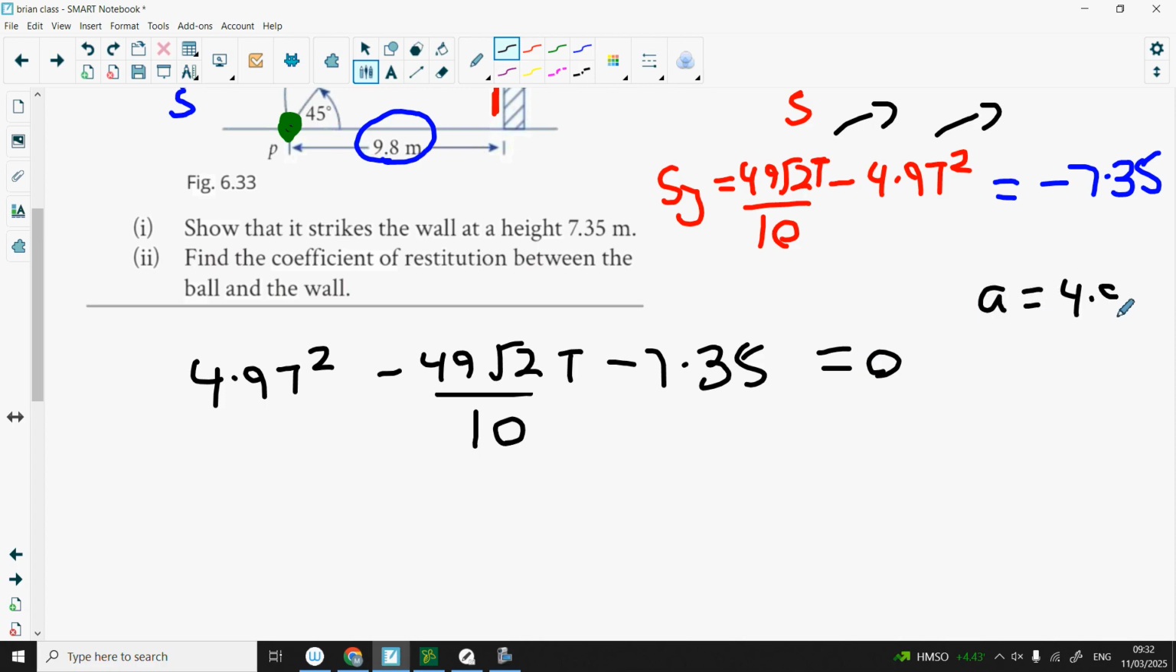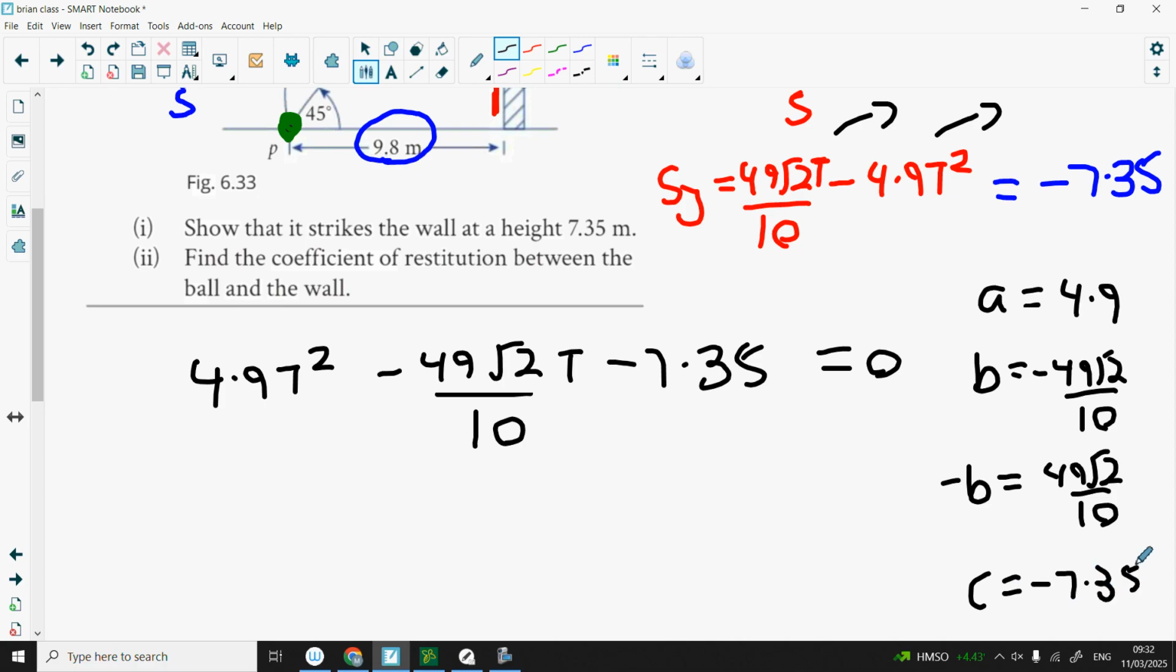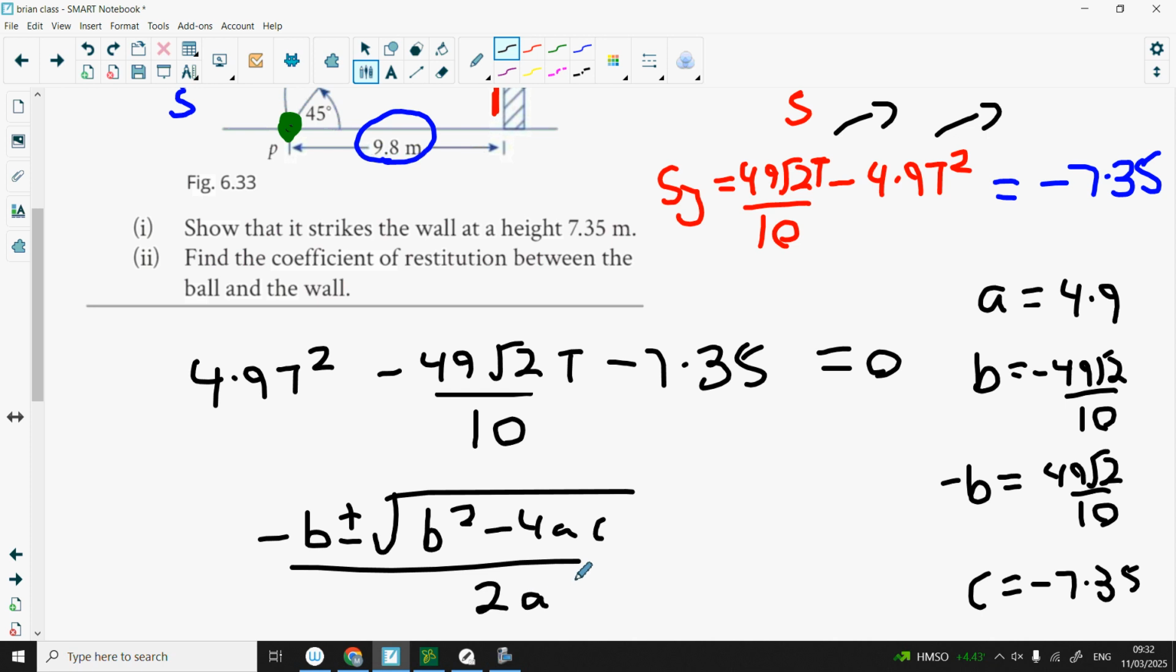And I want your a value to be 4.9. I'd like your b value to be minus 49 root 2 over 10. Your minus b value can be 49 root 2 over 10. And your c value is minus 7.35. And we're putting it into the minus b formula. Okay, and my class is doing that now, and they're going to give me an answer, which would be great.